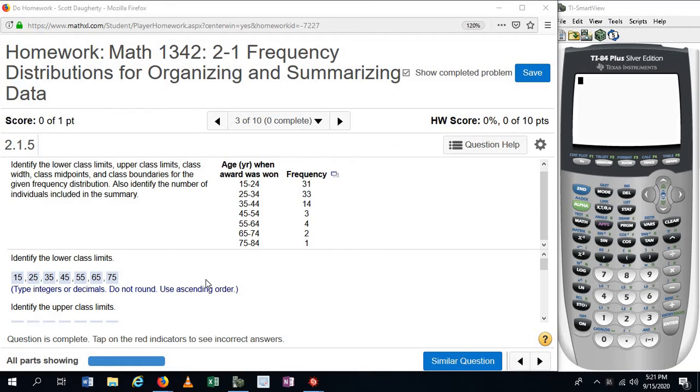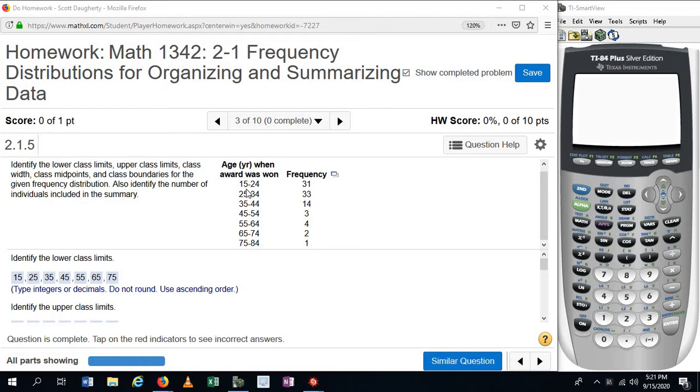Hello again. In this video, I'm going to go over this homework problem from section 2.1. Now in this problem, they give us this frequency distribution table, and they want us to identify several things. So the first thing they want us to identify is the lower class limits and the upper class limits.